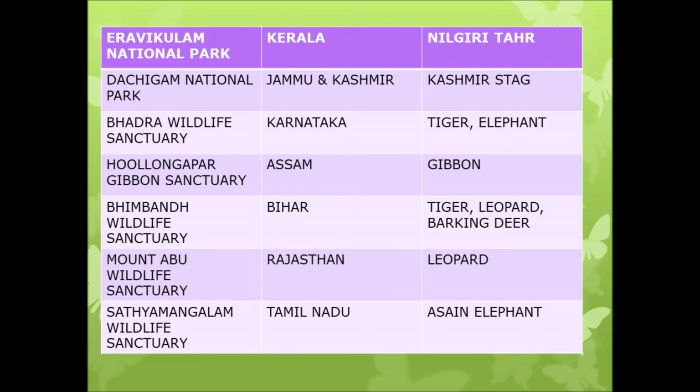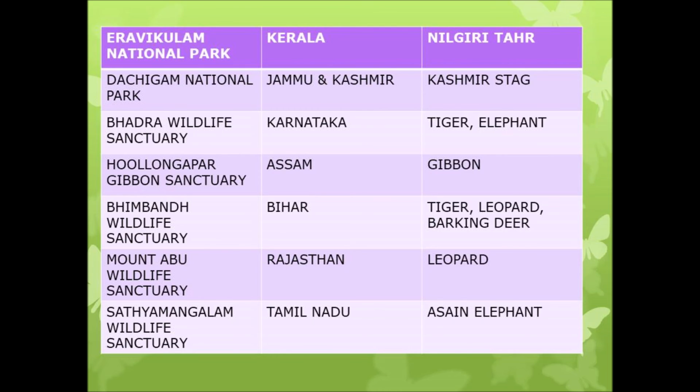So the continuation is in the next slide. Eravikulam National Park, which is located in Kerala, and the animal protected here is the Nilgiri Tahr. Is it clear? The next one is Dachigam National Park. It is located in Jammu and Kashmir. The Kashmir stag is protected in this national park. So your national parks are over.